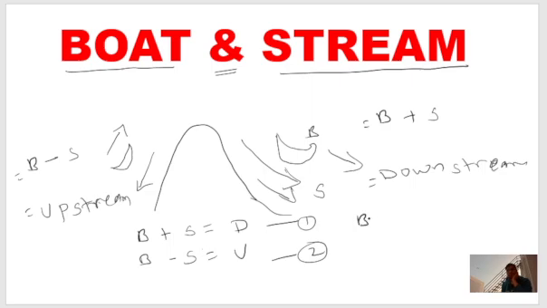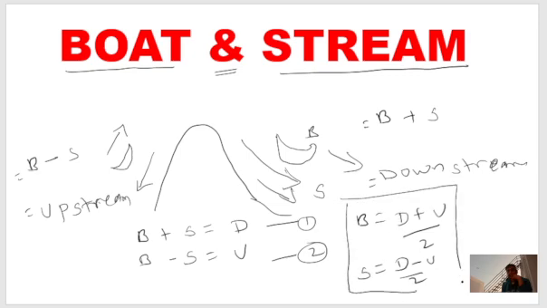So boat speed equals what? The stream gets cancelled, so boat speed equals downstream plus upstream upon 2, and speed of stream equals downstream minus upstream upon 2. When you subtract the two equations, the boat speed gets cancelled, s plus s becomes 2s, d minus u, and the 2 goes to the divide side. So these are the 4 formulas you have to remember while solving boats and streams questions.